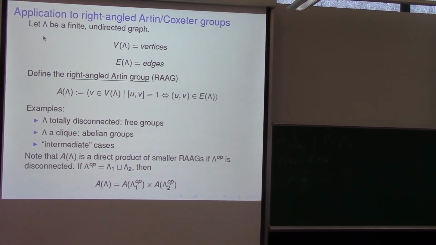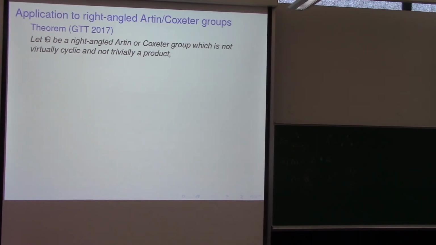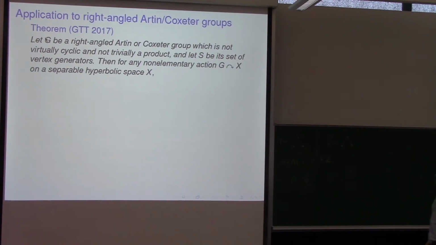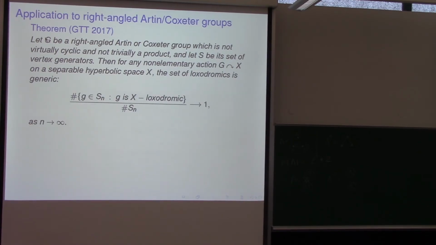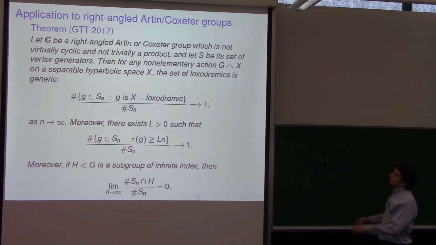And what's kind of cool is that this is the only thing you need. For RAAGs you get this, and in fact, it holds for Artin-Coxeter groups and more generally. As long as this group is not virtually cyclic, so you want it to have exponential growth, and it's not trivially a product, so basically the opposite graph is connected, then we're good to go. If you take the set of vertex generators, which are the generators given by vertices, the canonical set of generators, then you take any action of G on any separable hyperbolic space, and you still have the same properties. You still have that loxodromics are generic, that the translation length grows linearly, and so forth. And you have that infinite index subgroups have zero density, also all the nice properties.